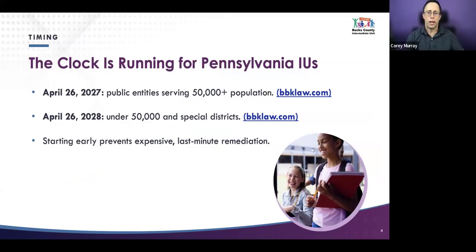Okay, so the clock is running for those Pennsylvania IUs who are on the call here. Rachel, we mentioned that we did get some more time, but there still is a deadline to this, and I just wanted to put it up here on the screen for folks. Again, the extension was for a year. This was a little bit ago, so we have a little less than a year now, but April 26, 2027 for public entities serving 50,000 or more population, and April 2028 for entities serving populations of 50,000 or less.